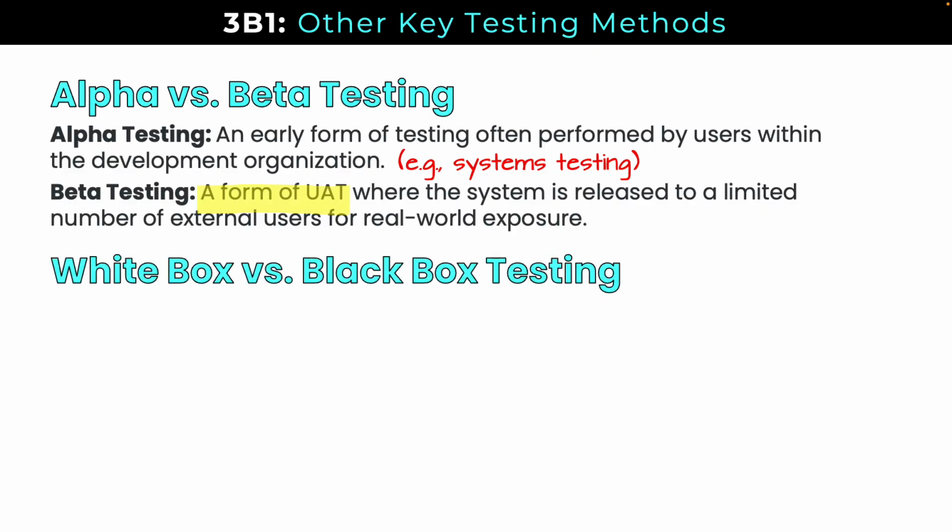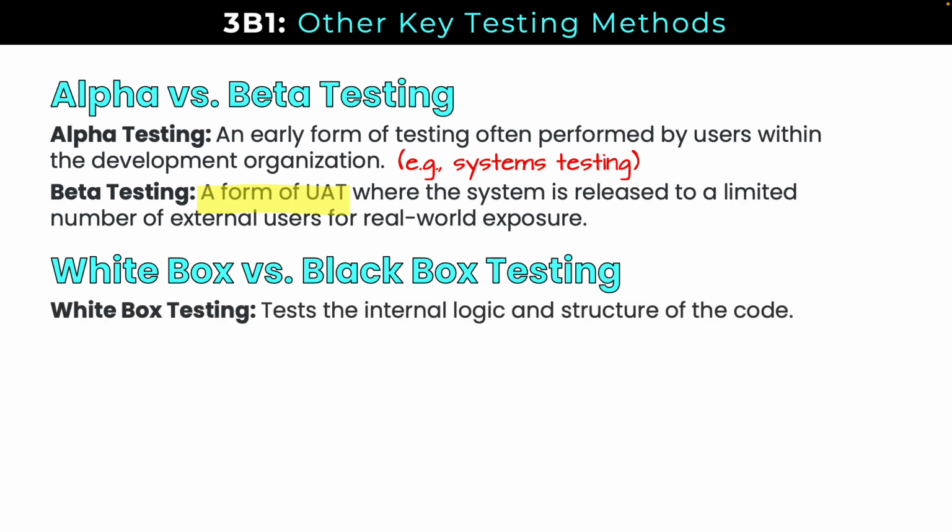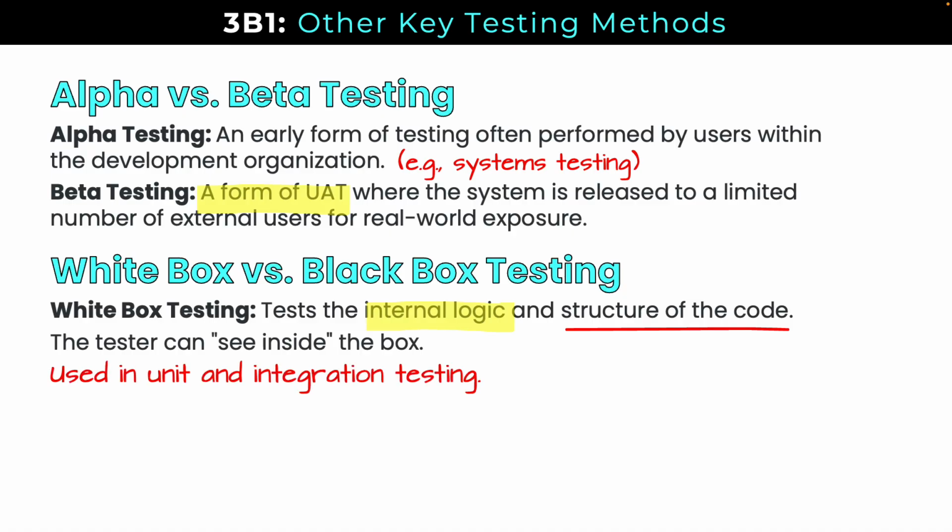There's white box and black box testing. So white box testing tests the internal logic and the structure of the code. So right there, that tells us for white box testing, source code access is required. The tester can see inside the box. This is used in unit and integration testing.